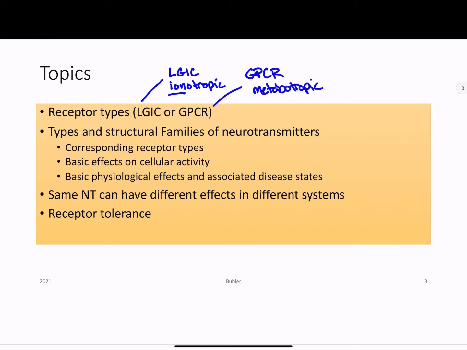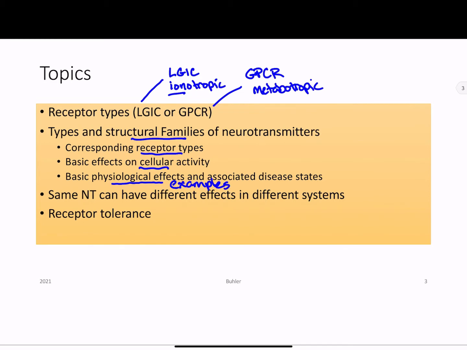So what we're going to talk about now are some of the major neurotransmitters, and there are even more neuromodulators, which you can think of as acting more like allosteric compounds. But we've got several structural families of neurotransmitters. We're going to talk about those, the receptor types that they have, and some of the really basic effects on cellular activity, mostly focusing on whether they're excitatory to neurons or inhibitory to neurons.